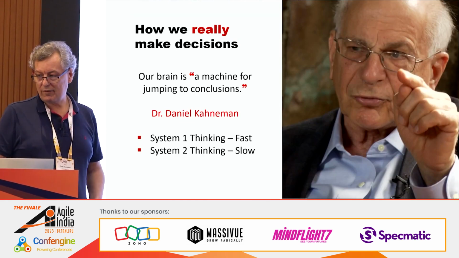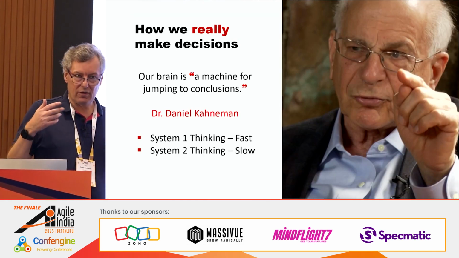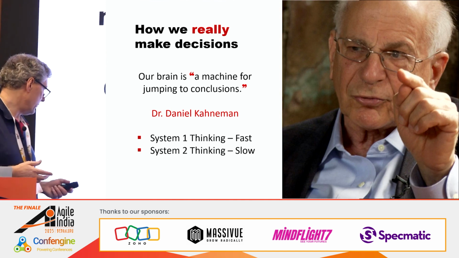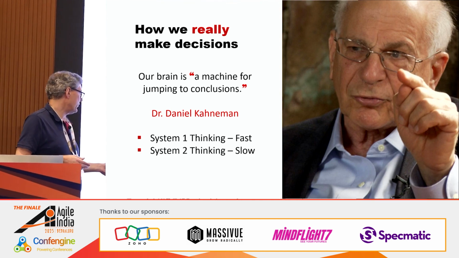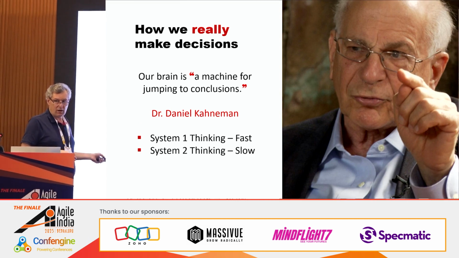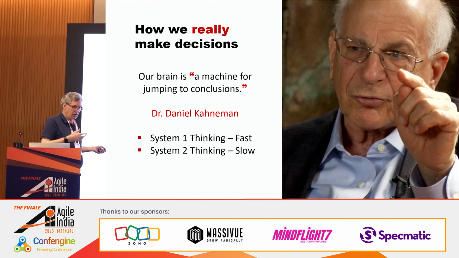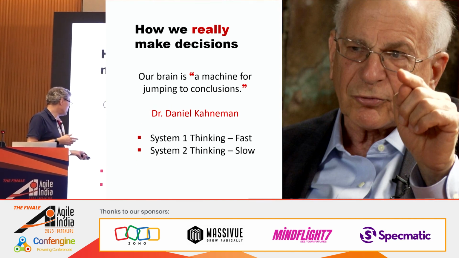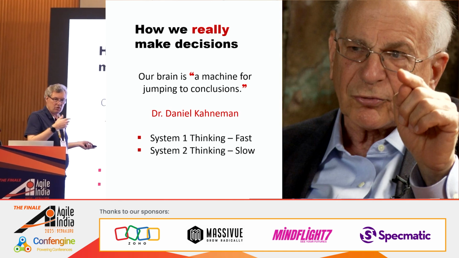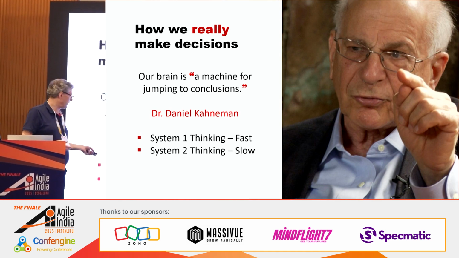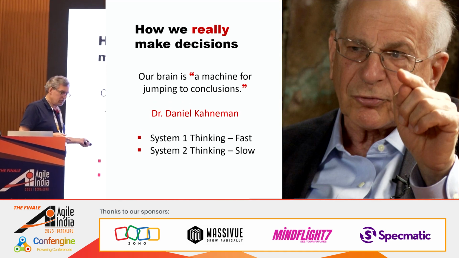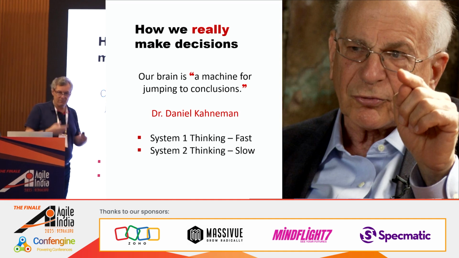So Daniel Kahneman said this. Our brain actually has 2 systems. System 1 is fast, can do things in parallel, doesn't use so much energy. System 2 is cognitive thinking, which is slow and hard work. The brain will default to system 1 wherever it can, so it is a machine for jumping to conclusions, to get the fast answer rather than the well thought through answer.